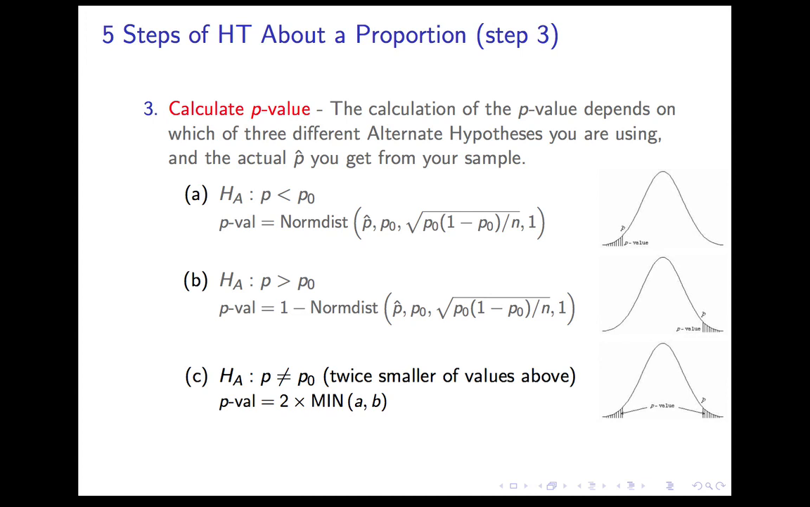So for now, you should just remember the norm dist calculation that you see in A is the basic thing you compute. You take either it if you're in the A case, or you take 1 minus it if you're in the B case, or you double whichever of those two is smaller if you're in the C case. If you do this a couple of times, it will seem pretty simple, even if it seems mysterious at this point.